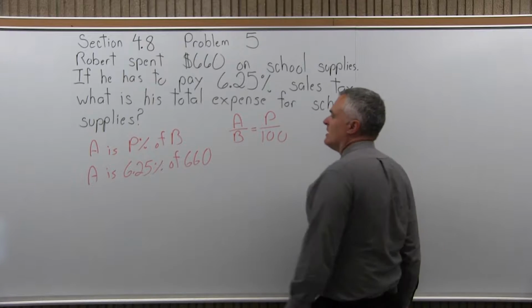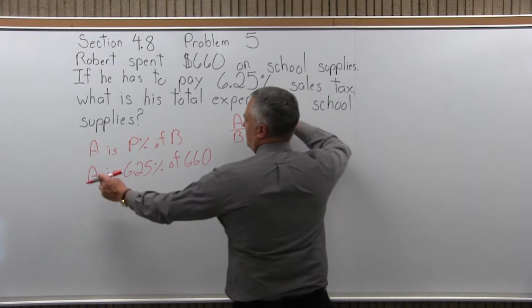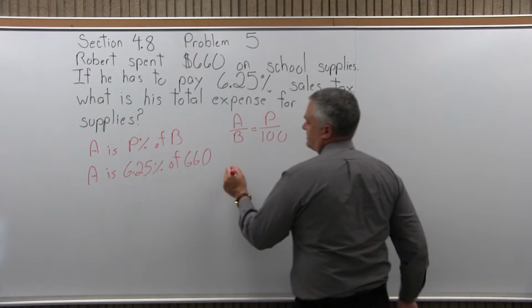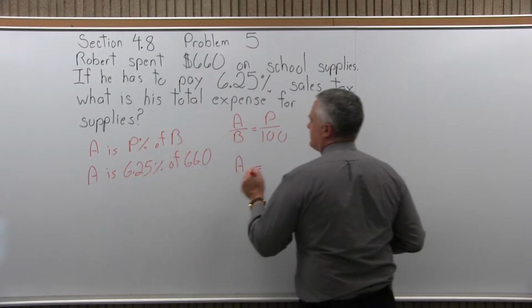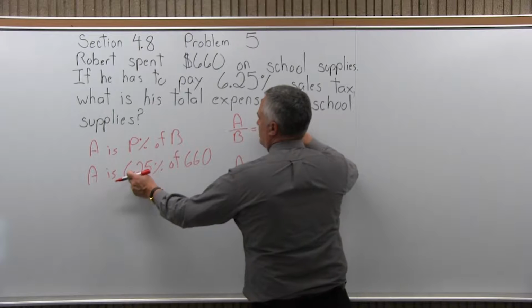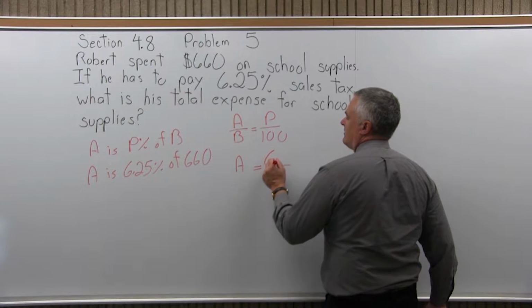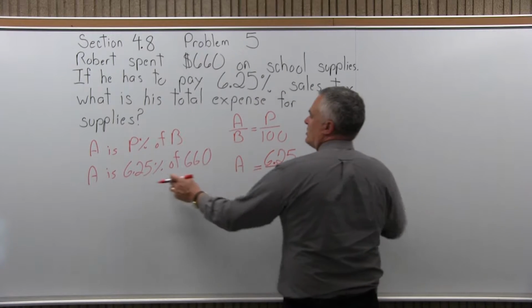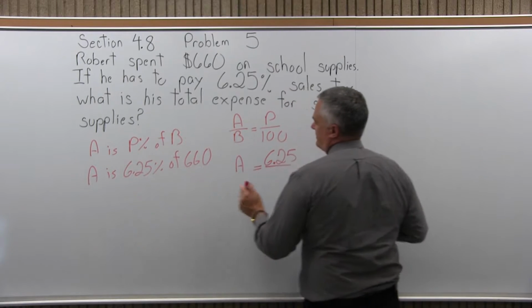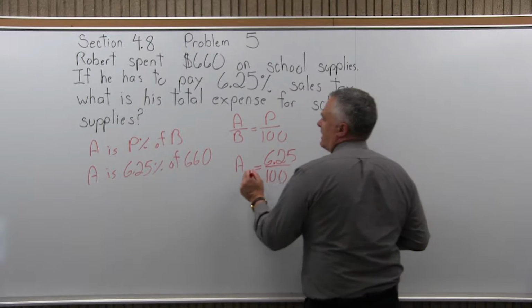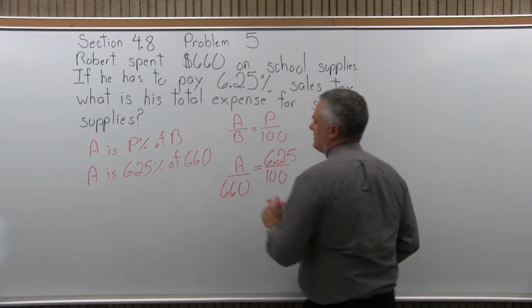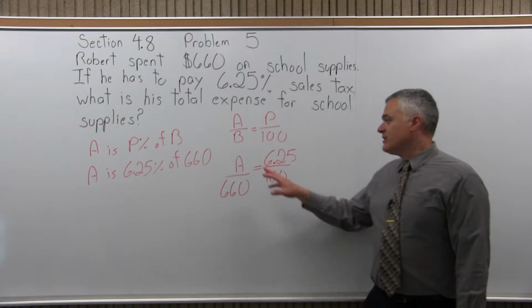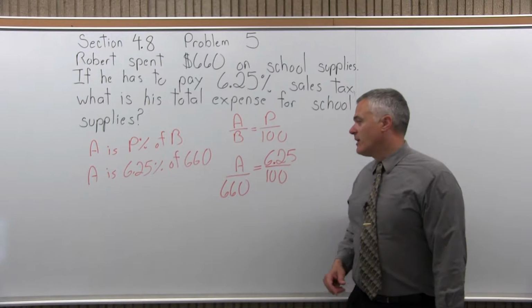So put it in my formula. A, that's the unknown, so it'll stay as A. The is becomes equals. P is 6.25. The percent is where the 100 comes from. The 100 is the percent. And then B in the denominator is 660. So there's the formula filled out. There's one unknown, and I can solve for it.